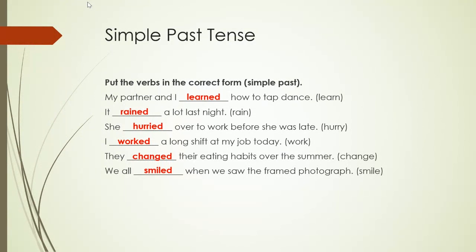In our final example, we all smiled. Smiled is the correct form of the verb. Notice how all of these examples change the regular form of the verb to the past tense form of the verb by adding an -ed at the end of the verb.